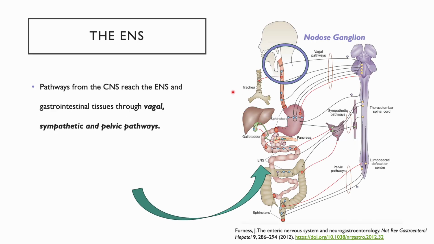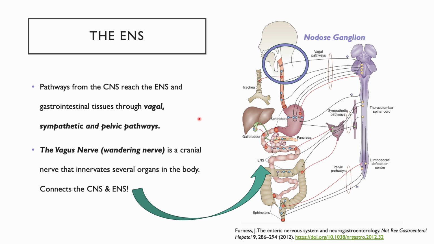Now, here are some of the pathways from the central nervous system and how they can reach the enteric nervous system down here. So there are different pathways such as vagal pathways, sympathetic, and pelvic pathways. Now, I really wanted to primarily focus on these vagal pathways. We briefly talked about the vagus nerve before. This is known as the wandering nerve. The vagus nerve is a cranial nerve that is a part of the peripheral nervous system that innervates several different organs in the body. It's known as the wandering nerve because it innervates many areas of the body, such as the stomach, such as the intestines, and it's helping direct communication between the enteric nervous system and the central nervous system.